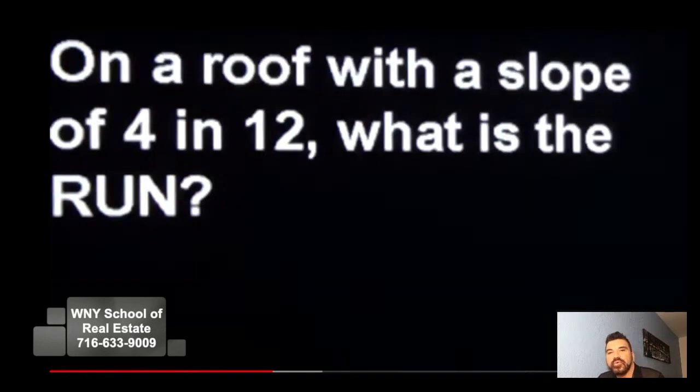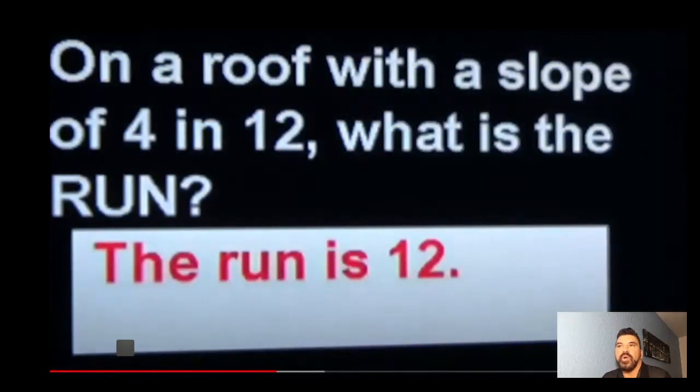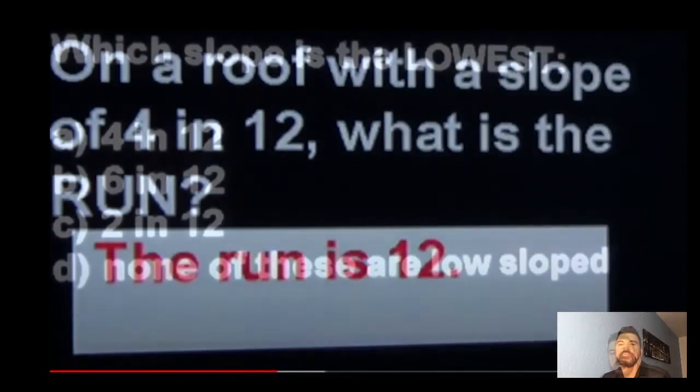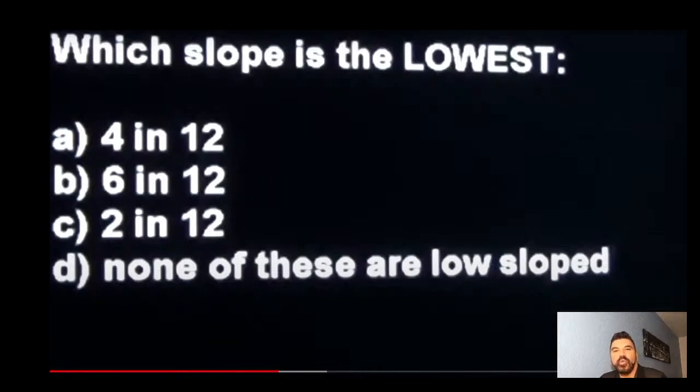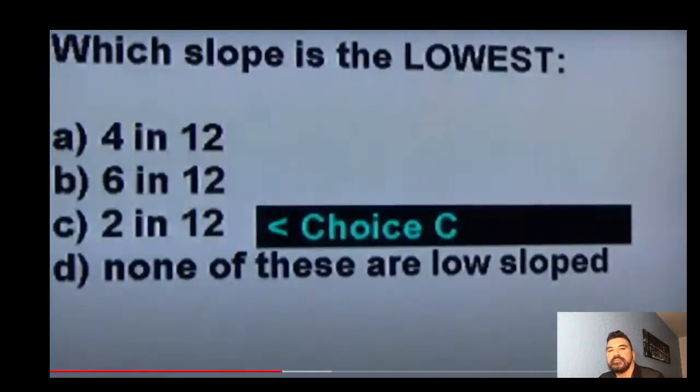Next question. On a roof with a slope of 4 and 12, what is the run? The run is 12. Don't forget, the formula is rise over run. From the choices provided, which slope is the lowest? 4 and 12, 6 and 12, 2 and 12, or none of these are considered low sloped. Choice C is the lowest of all the slopes provided.